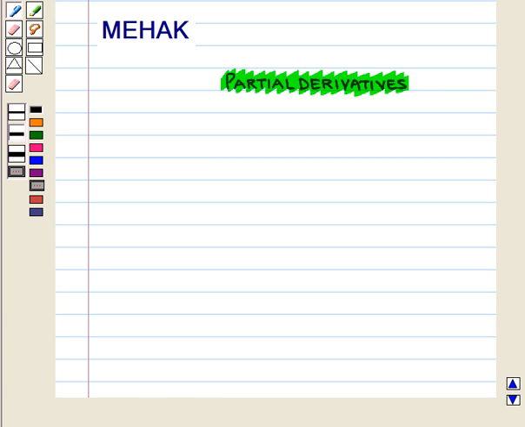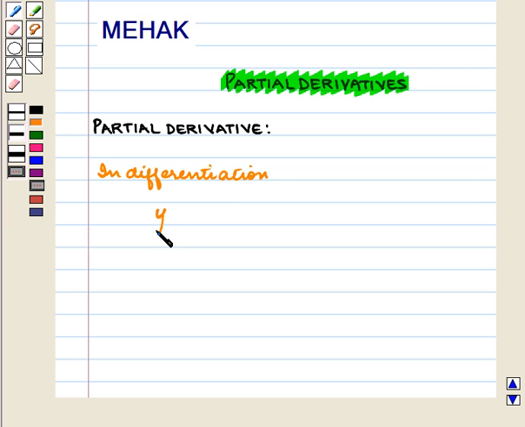In this session, we are going to discuss partial derivatives, how to compute partial derivatives, and we will also discuss how to find derivatives using chain rule and higher order partial derivatives. In differentiation, we have discussed how to find derivative of a function of the form y equal to f of x, where we have only one independent variable x.